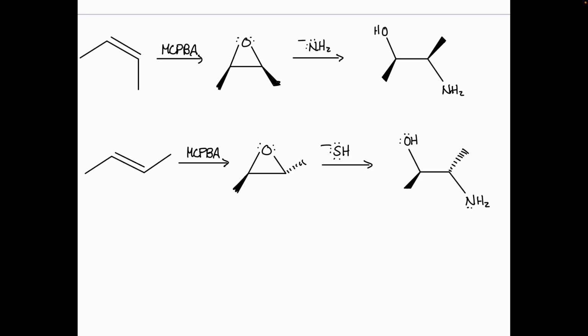All right, if we start out with our cis alkene, we get a cis epoxide, which is going to lead to this stereospecific product here. And if we start out with a trans alkene, we're going to get a trans epoxide.